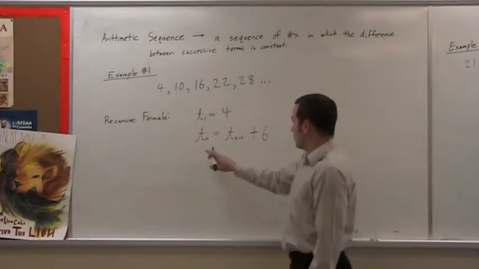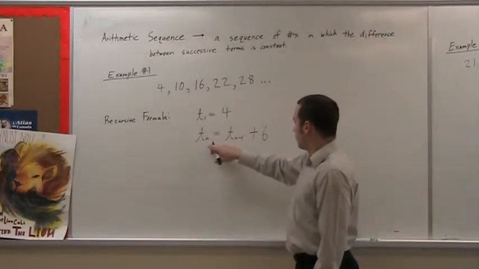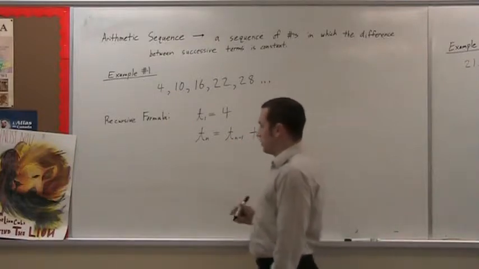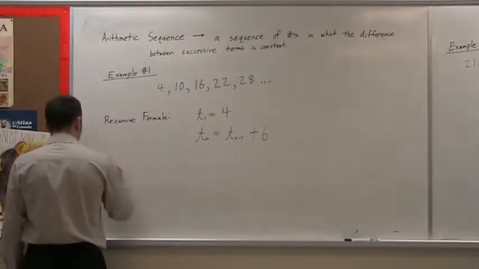Okay, so there it is. First term is 4. Any term after that is the previous term plus 6. Okay. Now let's go to the explicit formula.